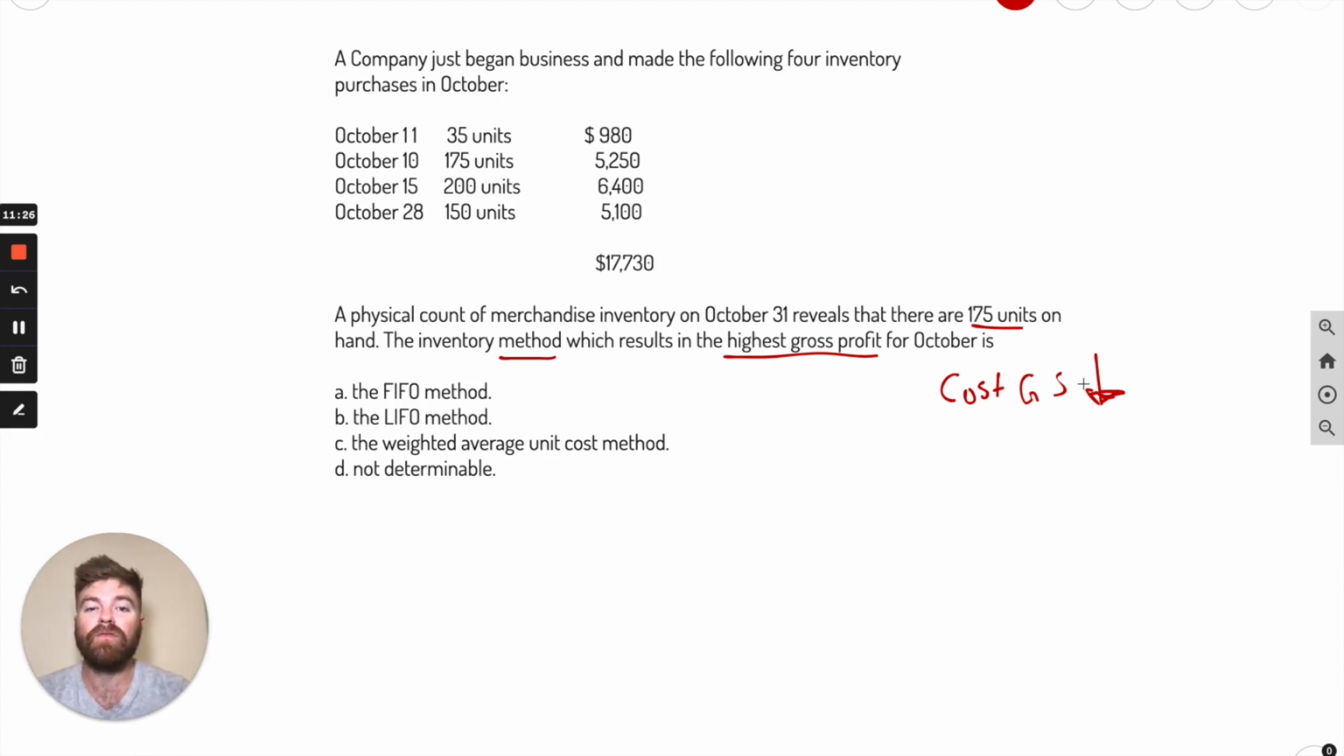Well, to do that, we have to figure out the cost of the units. If we scroll up here, it gives us October 11th, 10th, this should be, call it 12th, 15th, 28th. So we actually need to get the cost per unit to figure this out, and I'll show you what I mean. First off, we know the total is 980 and there's 35 units. So what do we do to get the per unit? We divide. And that's not 35 divided by 980, it's reversed. So 980 divided by 35, because we're trying to get the cost per unit.